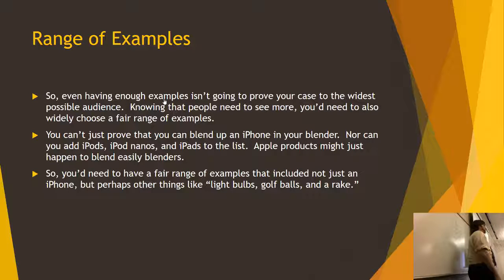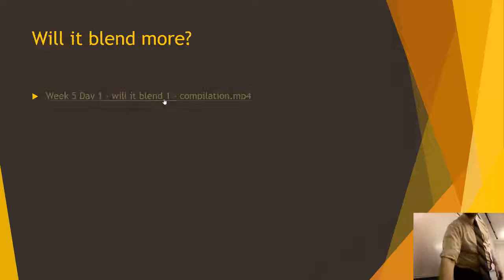You can't just say your blender can blend up an iPhone, big whoop, and then say, but we can also do iPod Nanos, iPads, regular iPods. And people are like, okay, so you're just good at blending up Apple products? And you're like, no, these are just examples. Well, I need a fair range of examples, things from all different perspectives. So maybe things like light bulbs, golf balls, and a rake.